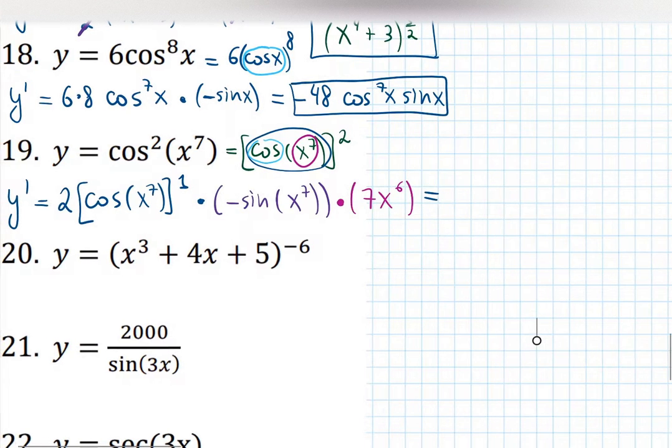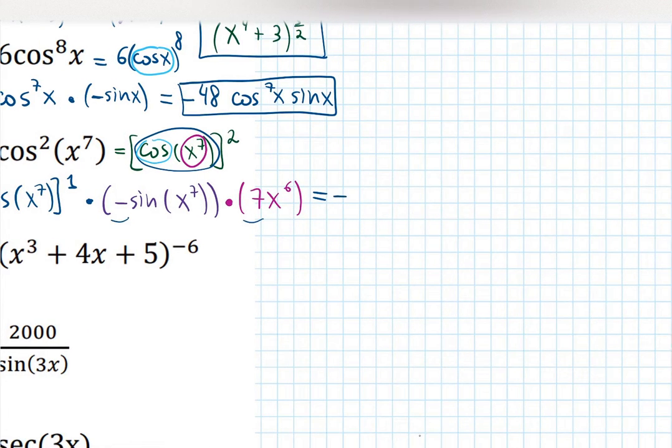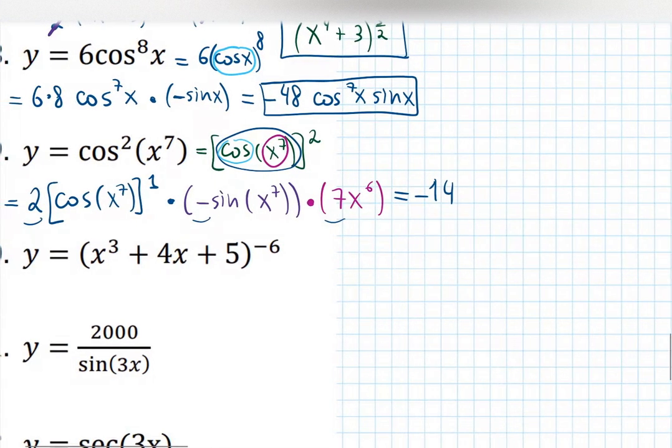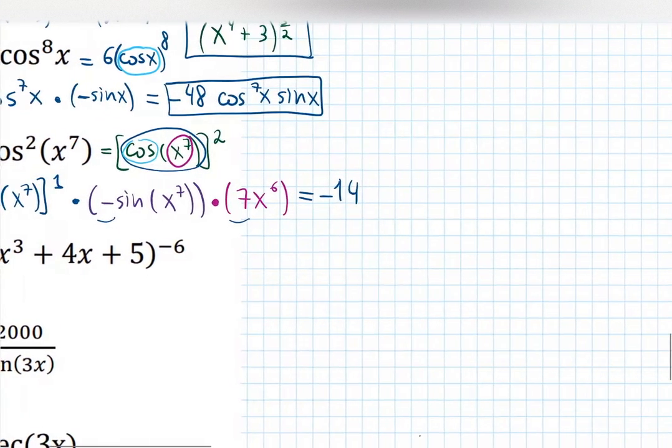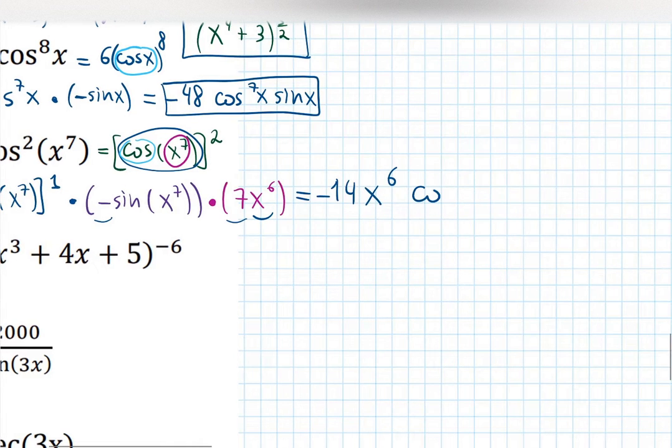Simplified version will be 2 times 7, and the negative sign makes it negative 14. Now x to the 6, that's the last guy. And now cosine x to the 7. Everything raised to the 1st power, so you don't have to write this down, times sine x to the 7. And this is the answer.